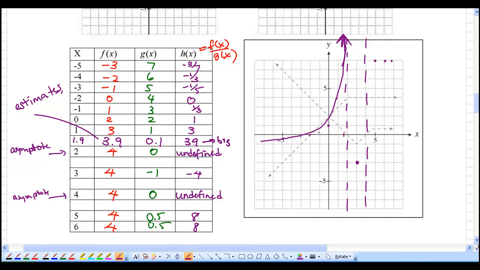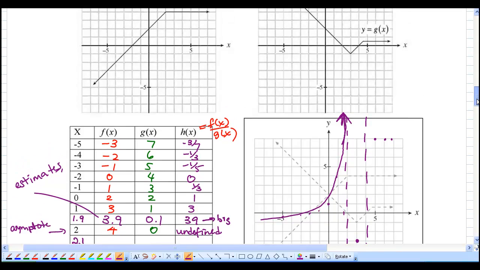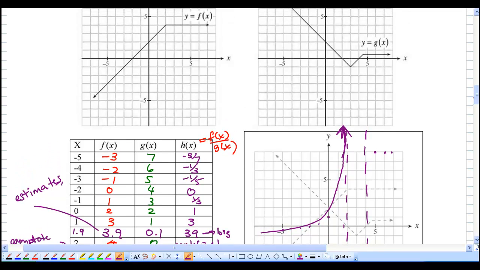Good. Well, let's see what happens a little bit after 2. So let's choose something like 2.1. Okay, we'll go back to our graphs. 2.1 is the number, oh, it's 4.